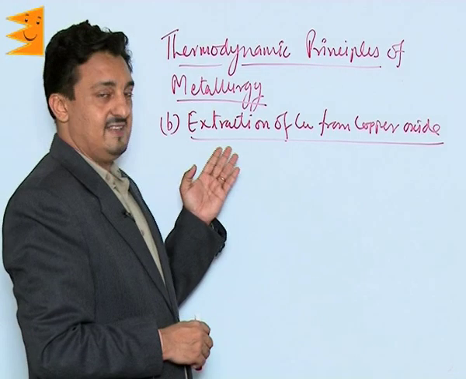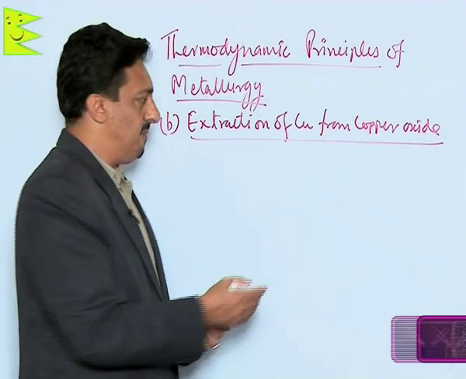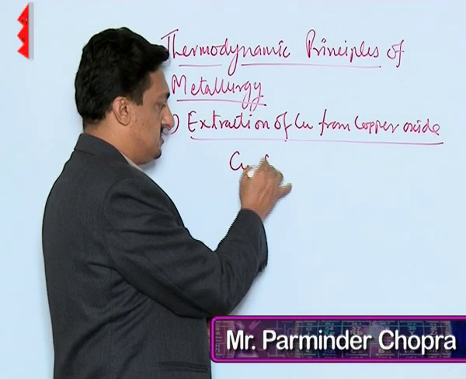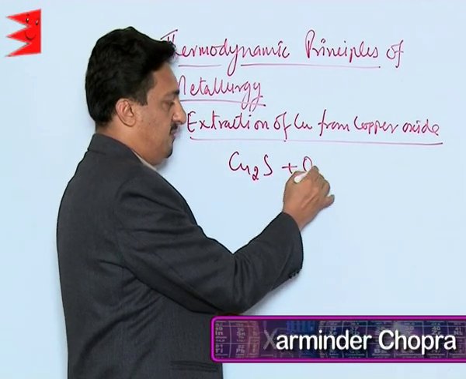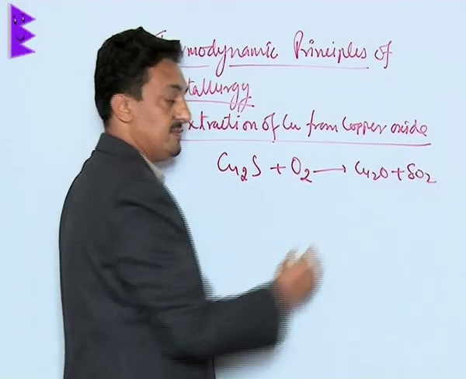Now let us understand the extraction of copper from copper oxides. We mainly know copper exists in the form of sulfide ores, which, when roasting is done, get converted into their oxide and SO2 is released.